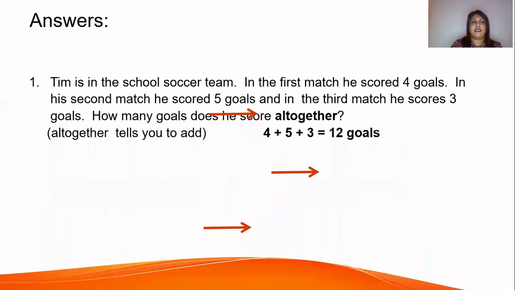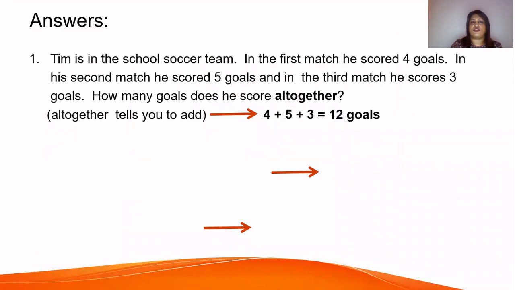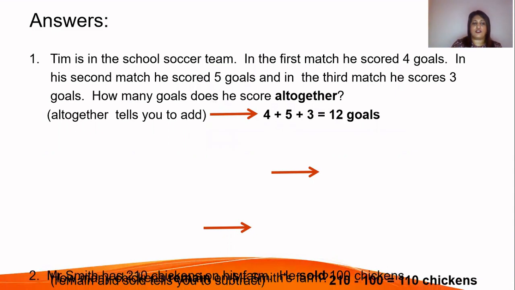Number one says, Tim is in the school soccer team. In the first match, he scored 4 goals. In his second match, he scored 5 goals. And in the third match, he scored 3 goals. How many goals did he score altogether? Now, again, altogether tells you to add. If you go back to your rules, you'll know it tells you to add. So I know I've got to add the numbers. There's my number sentence for the word problem. 4 plus 5 plus 3 is equal to 12. Right? Let's look at the next one.